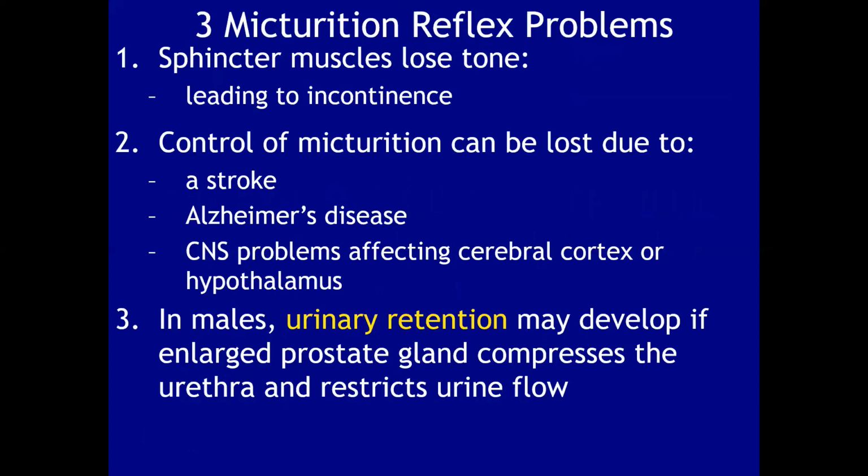Problems that can happen as age-related problems include the sphincters losing muscle tone. If a person has some type of central nervous system issue such as a stroke or Alzheimer's disease, that can cause problems with micturition. And as we talked about earlier, in males, urinary retention can develop due to an enlarged prostate gland.